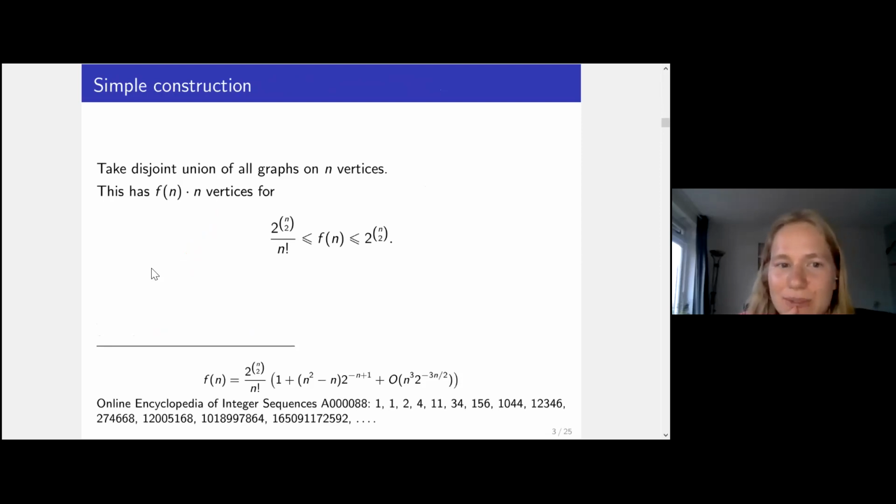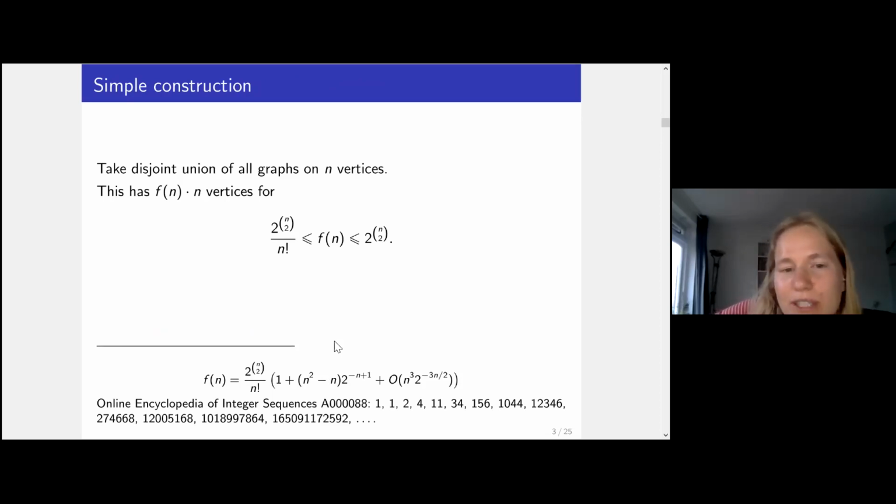So what does that give us? The number of graphs on n vertices is about 2 to the n squared over 2. There are some precise asymptotics known for this. Then you still have to multiply by n, but that doesn't really affect the asymptotics. So it's about 2 to the n squared over 2 that you get by taking the disjoint union. How much better can we do than this?